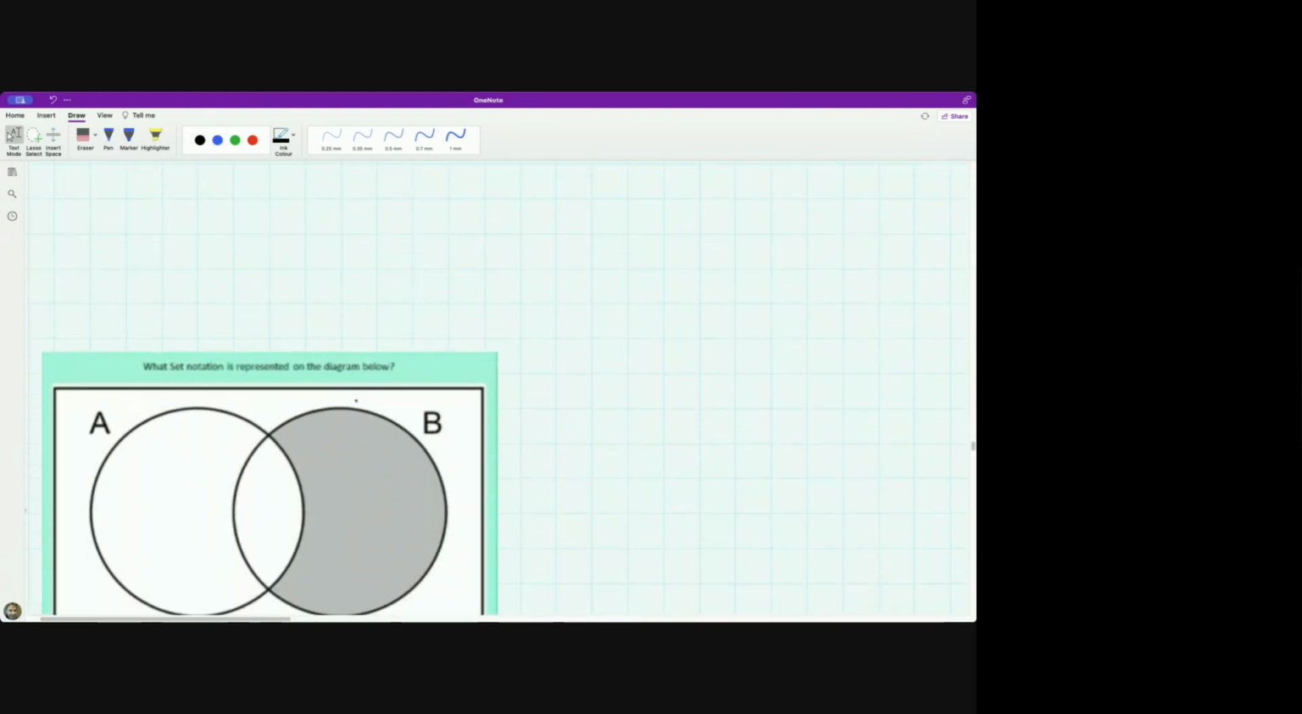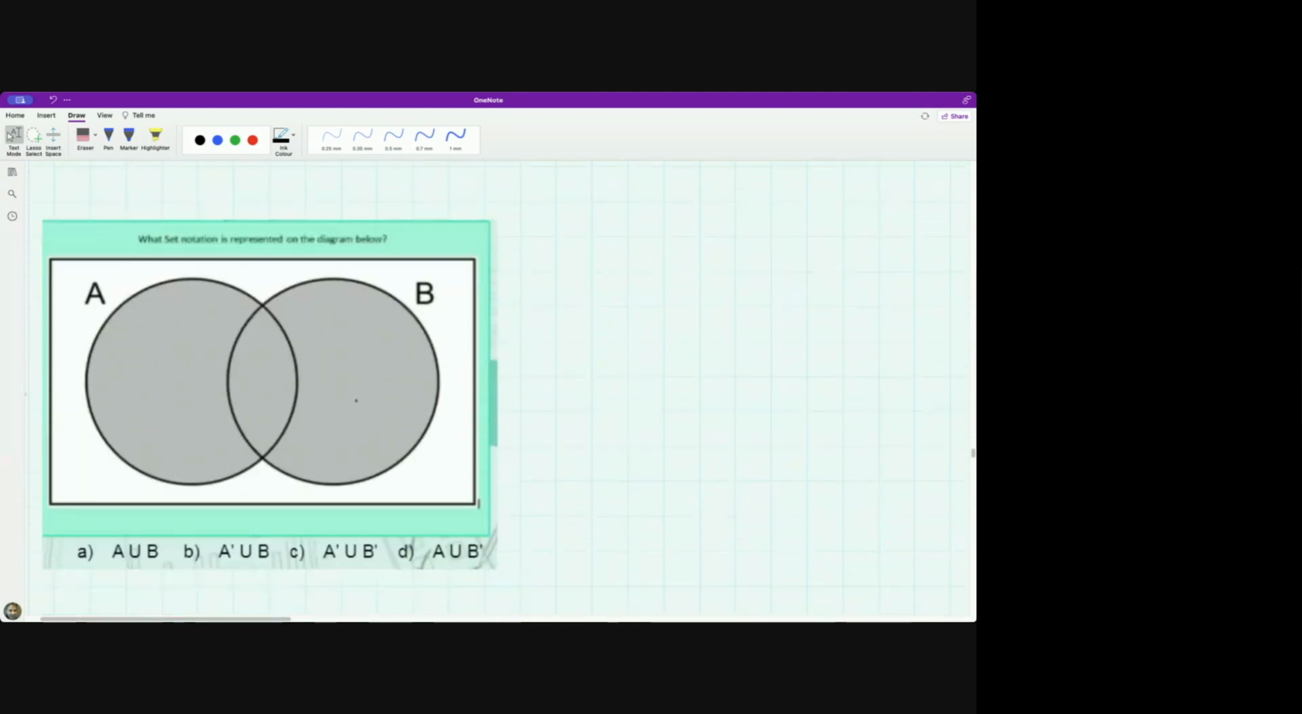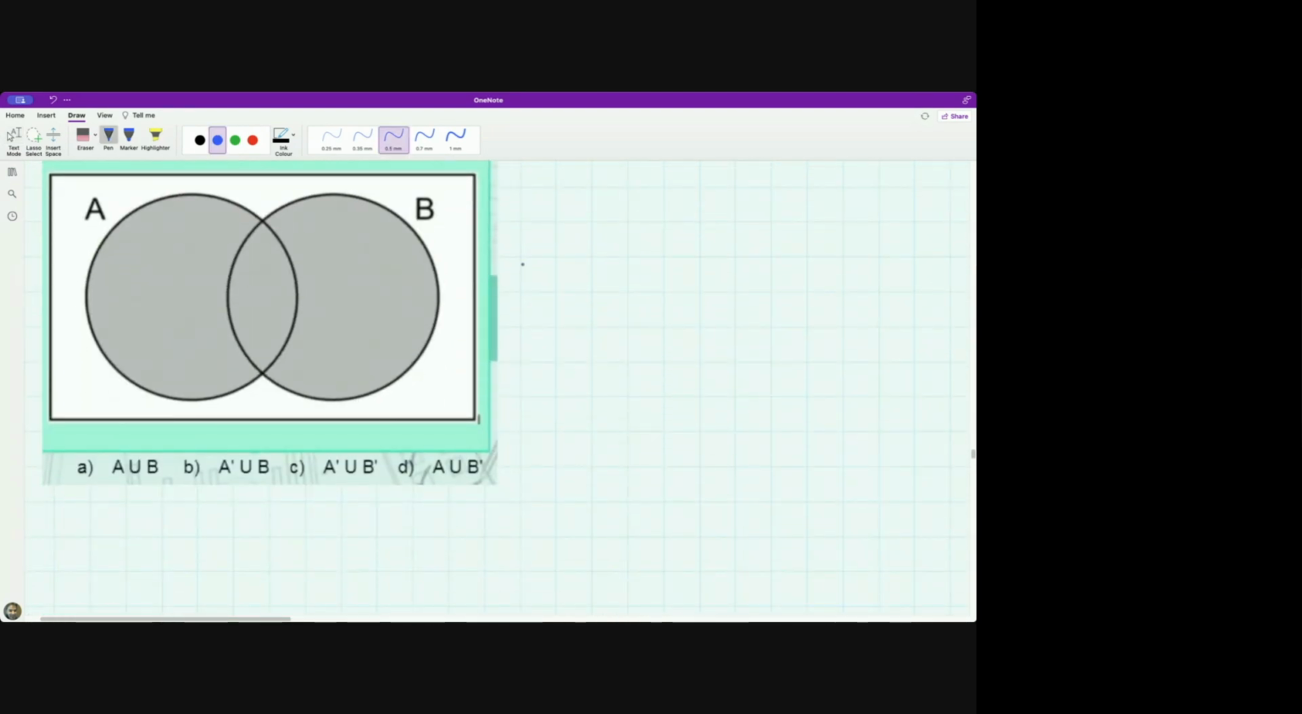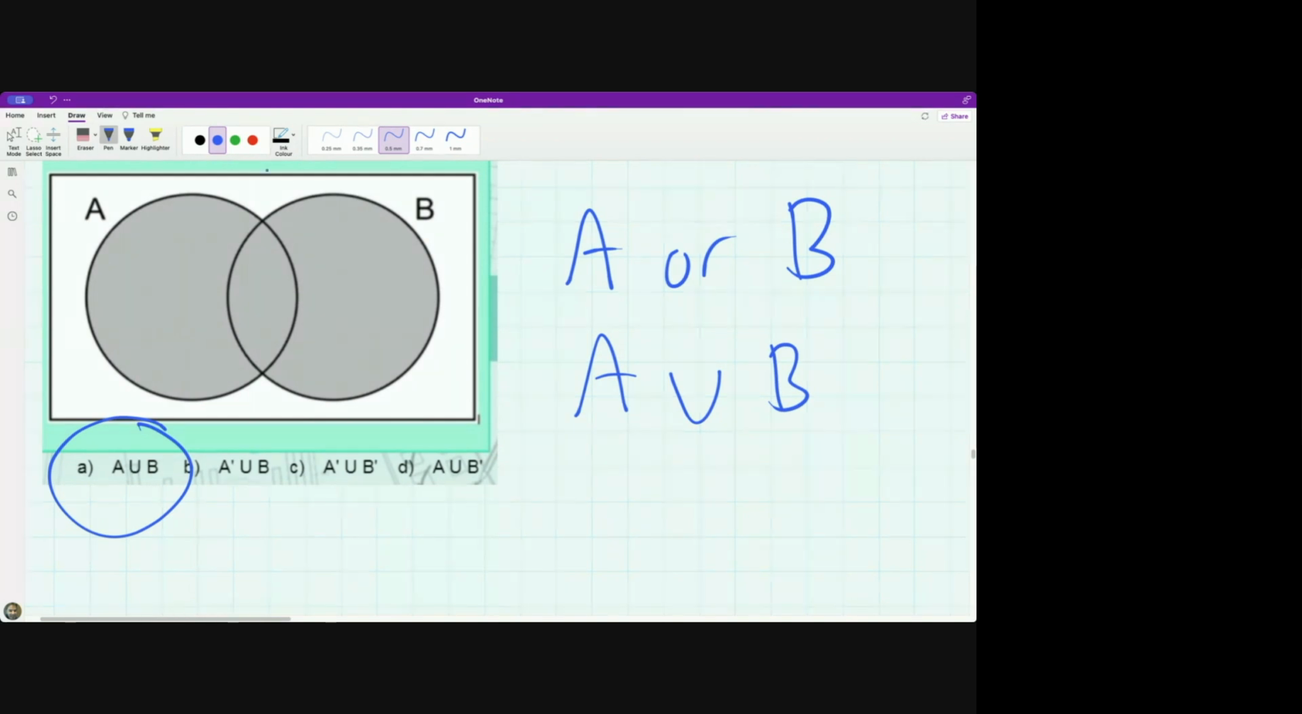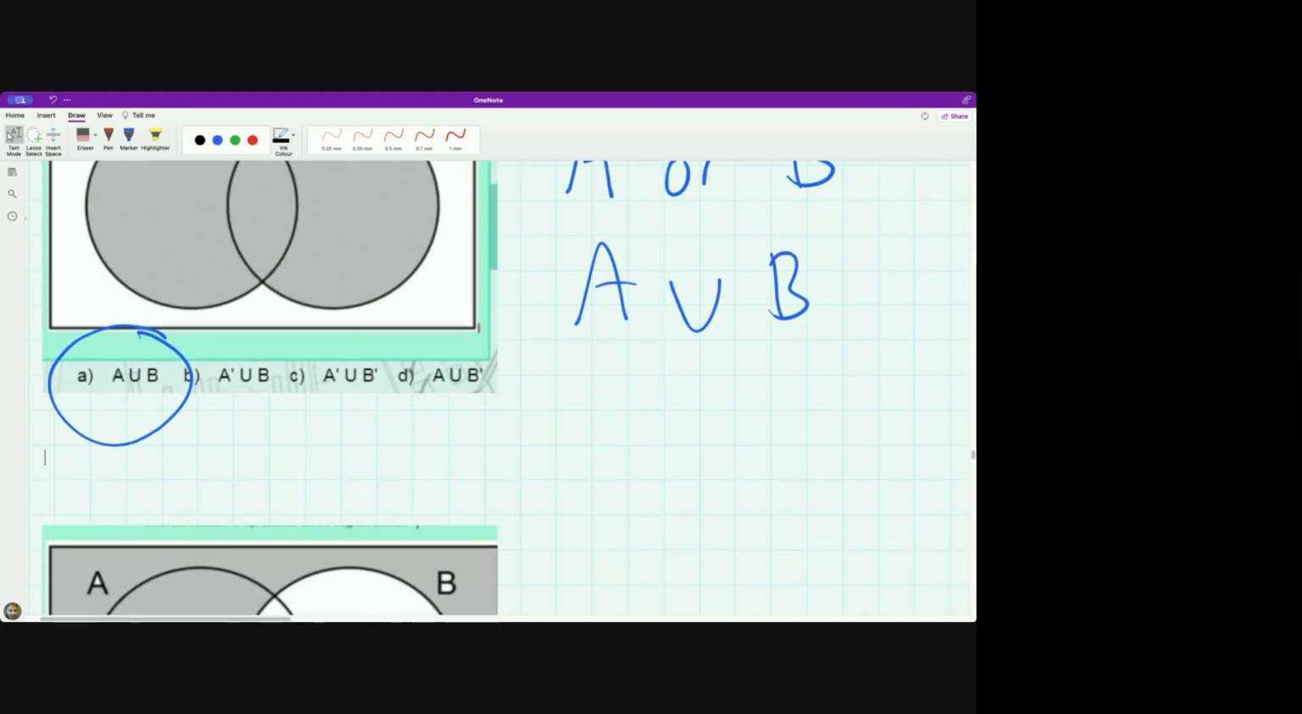If I go and look at this one, let's not do that one actually, let's do this one. The shaded region is in the region A or B. But instead of using or, we sometimes use the happy face for the union of two sets. And so the correct answer would be here. And that's just some language for probability and set theory. Give me a thumbs up if you're with me so far. Thumbs up if you're good. Thumbs down otherwise. Okay, that's good.